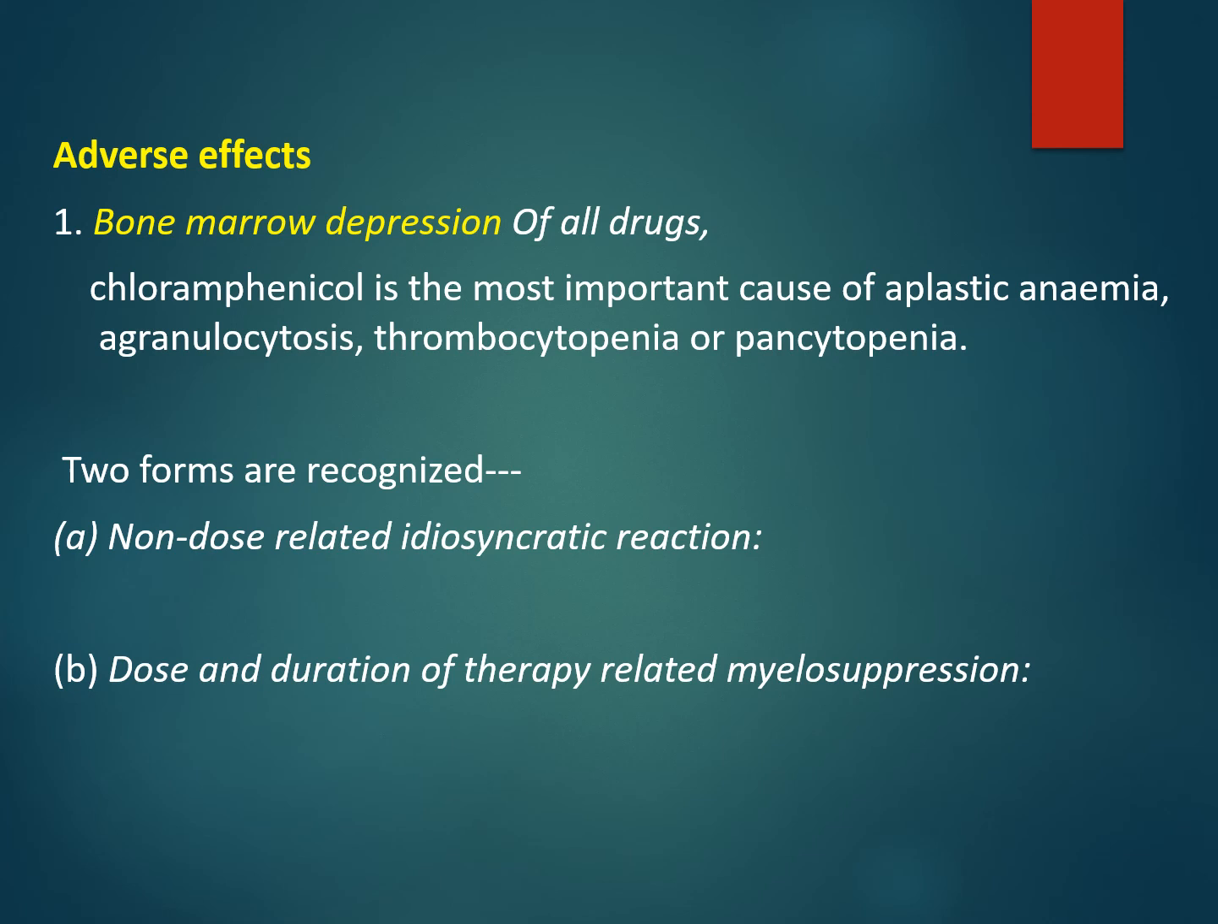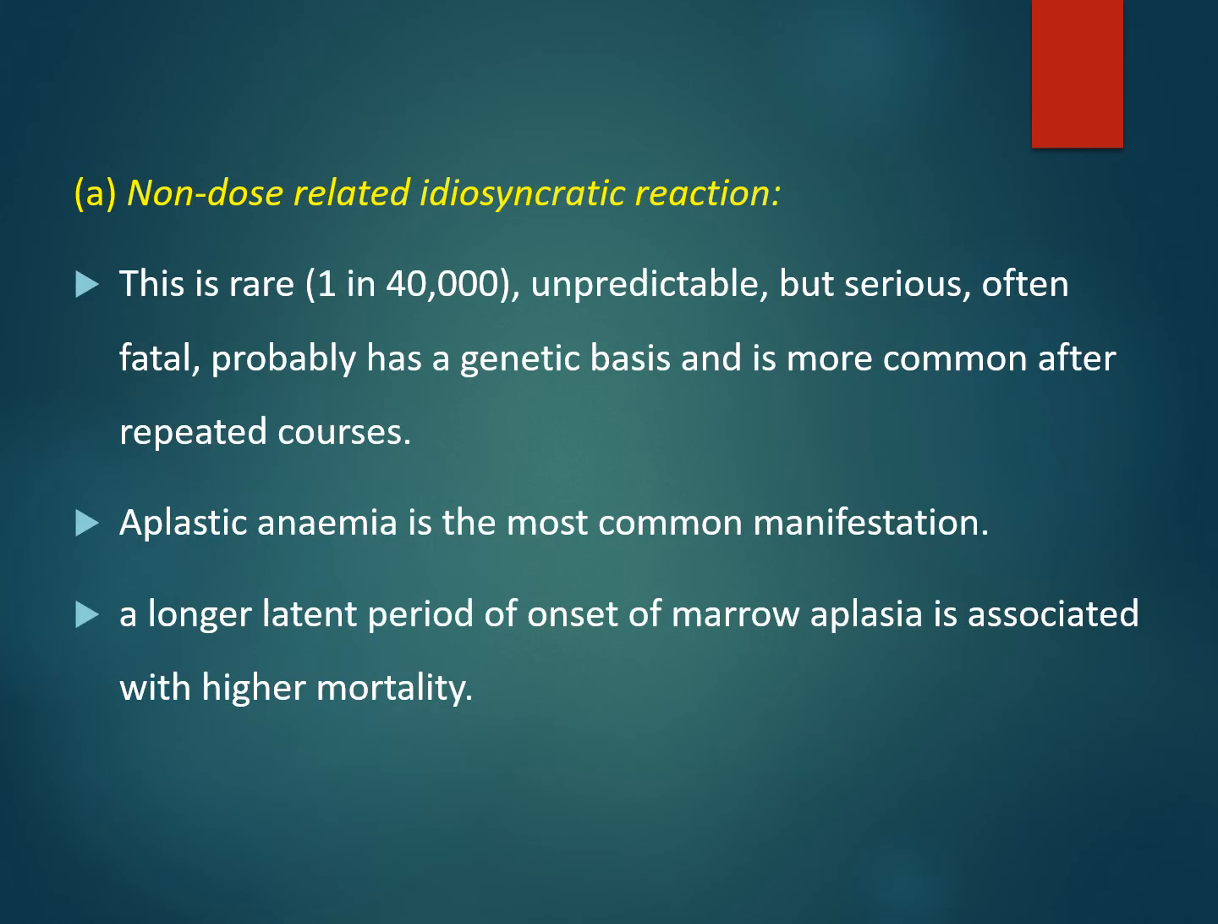Here there are two varieties of bone marrow suppression. One is a non-dose related idiosyncratic reaction. The other one is dose and duration of therapy related myelosuppression. The major problem is the non-dose related idiosyncratic reaction. That means even if you give a single dose, and this is very rare, 1 in 40,000, unpredictable, but it is very serious, often fatal.